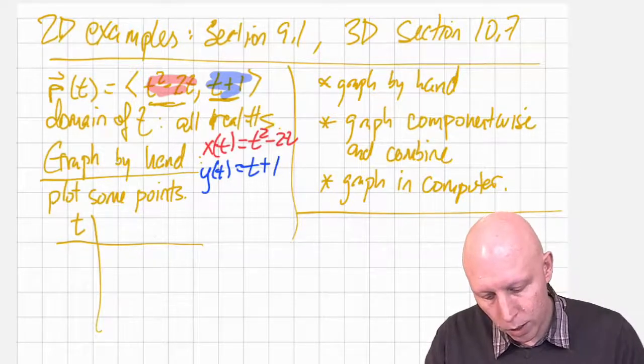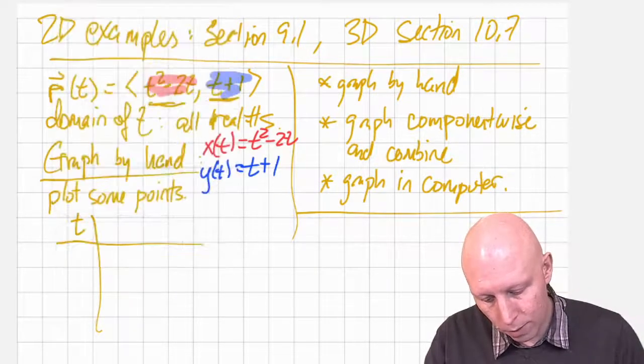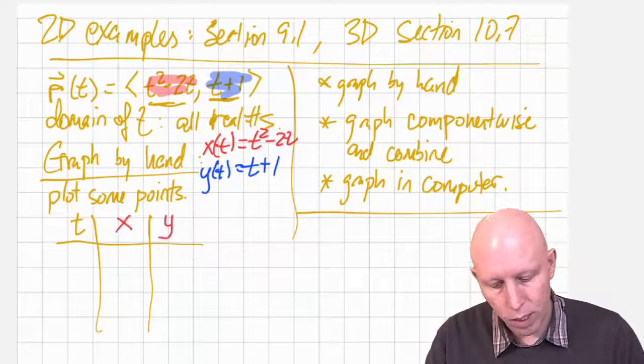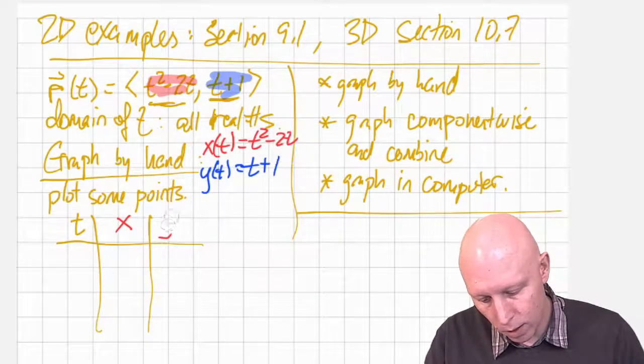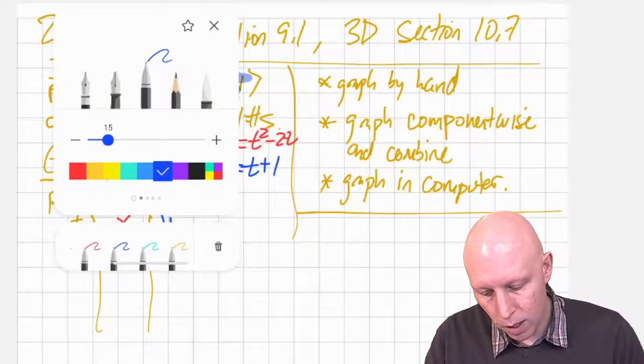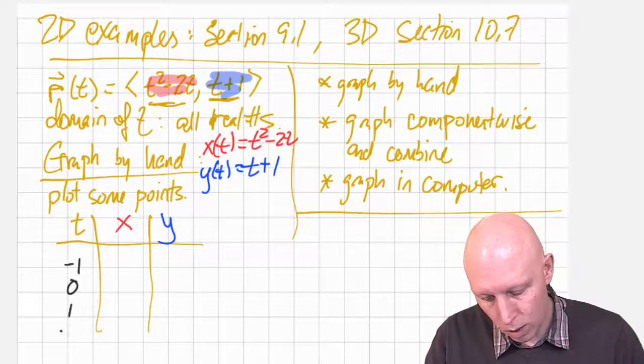And so what we need to do is graph t. We need then x of t, and we need y of t. Oops, I wanted to use that color here. All right, y of t. So we're going to plug in different values of t. Let me just use some black for now. If t is equal to -1, t is equal to 0, t equals 1, t equals 2.